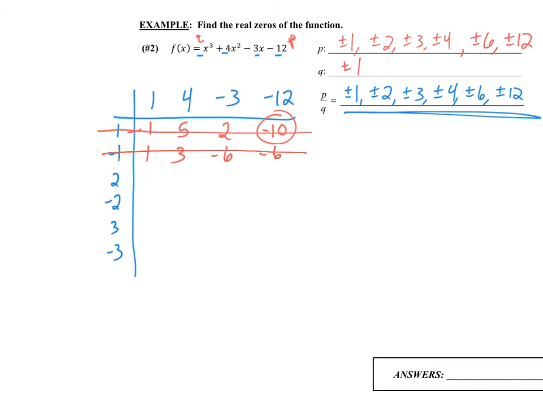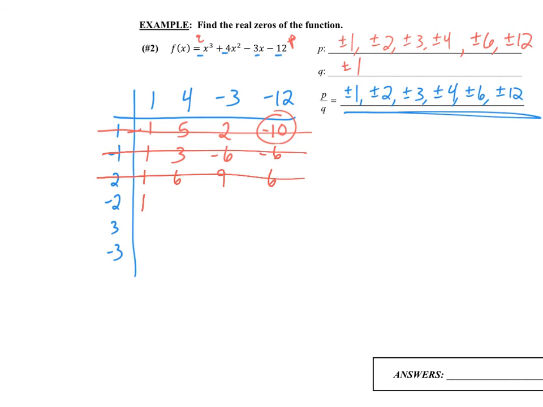Try the next row. Bring down your 1. 2 times 1 is 2. 2 plus 4 is 6. 2 times 6 is 12. 12 plus -3 is 9. 2 times 9 is 18. 18 plus -12 is 6. That did not give us a 0.